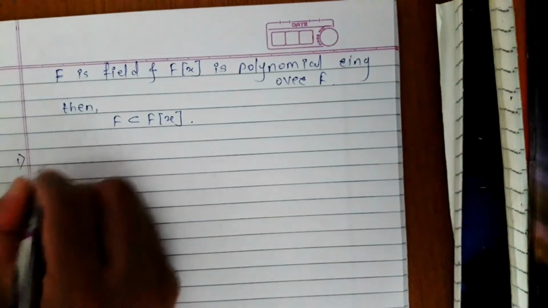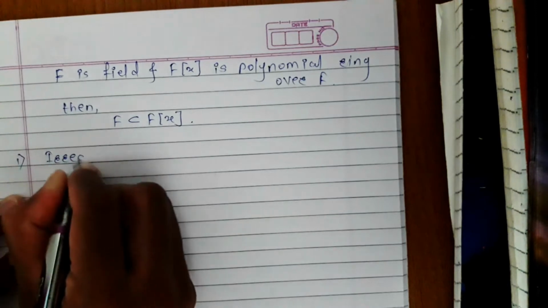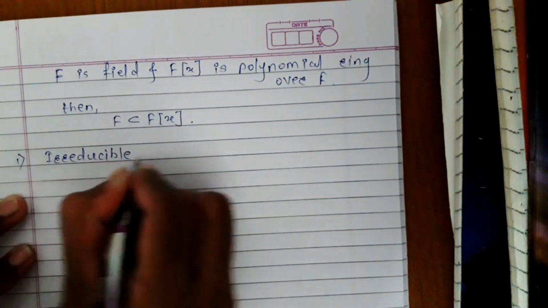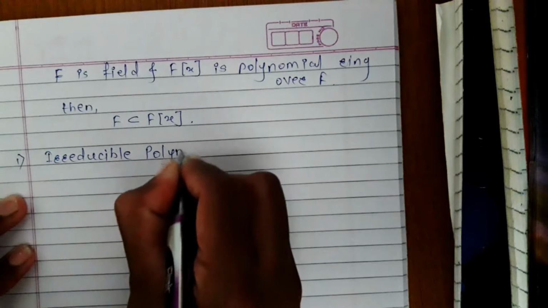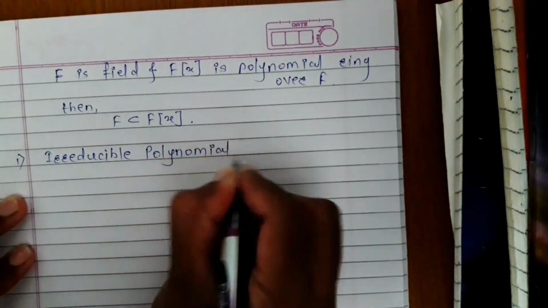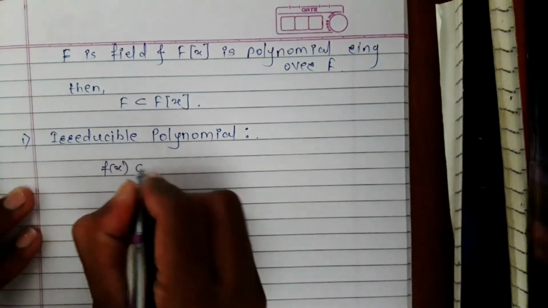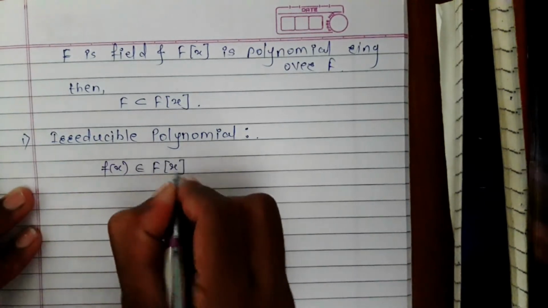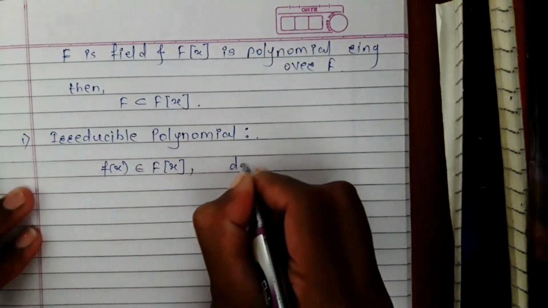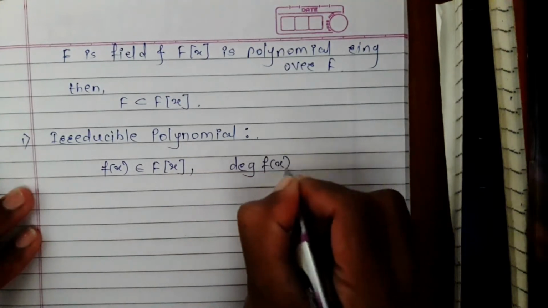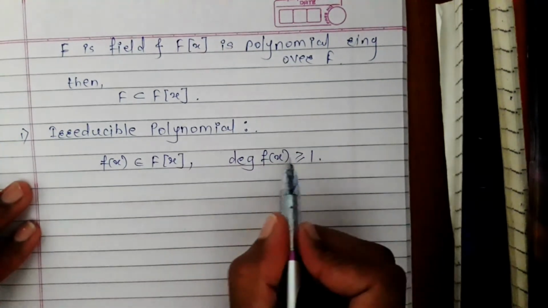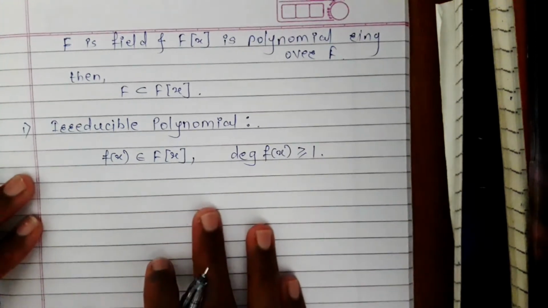Now our first definition is irreducible polynomial. Let f(x) be a polynomial from the polynomial ring F[x] such that the degree of this f(x) is greater than or equal to 1. That is, this f(x) is a non-constant polynomial.